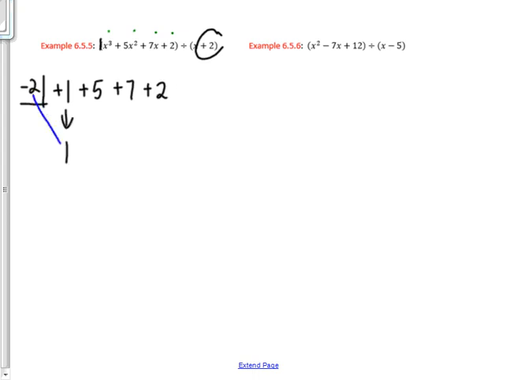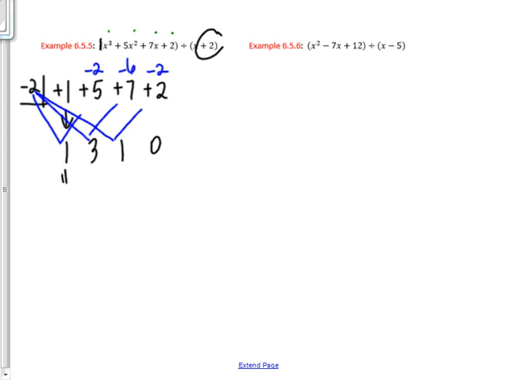Here we go. Negative 2 times 1 is negative 2. Negative 2 plus 5 is 3. Negative 2 times 3 is negative 6. Negative 6 plus 7 is 1. Negative 2 times 1 is negative 2. Negative 2 and 2 is 0. So this one doesn't have a remainder.